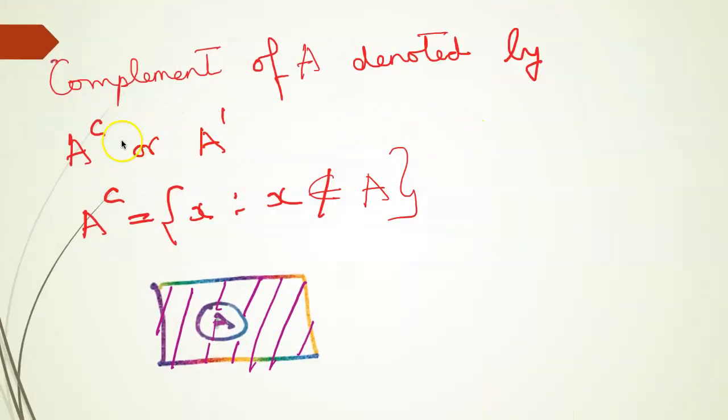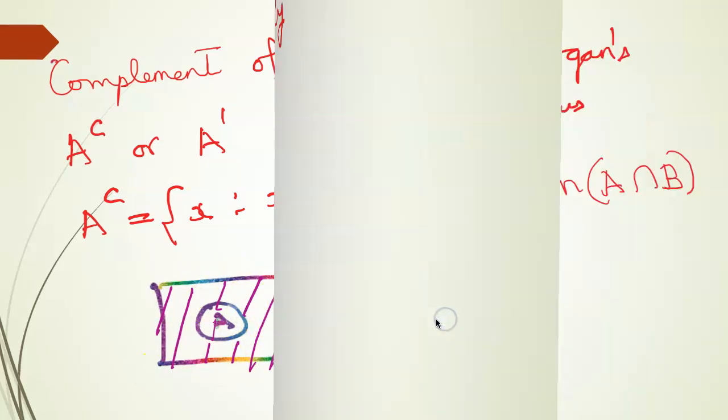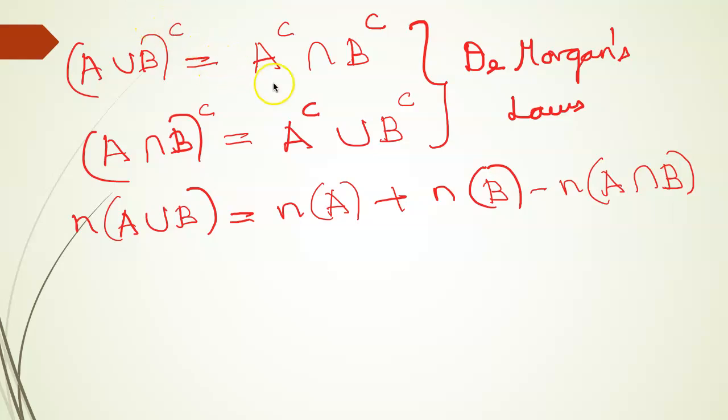Complement of A is denoted by A complement or A dash, and A complement is defined as the set of all elements x such that x does not belong to A. So this is A complement. Now (A union B) complement is A complement intersection B complement. (A intersection B) complement is A complement union B complement. These are De Morgan's laws. Now you have another important law which states that the number of elements in A union B is the number of elements in A plus the number of elements in B minus the number of elements in A intersection B.